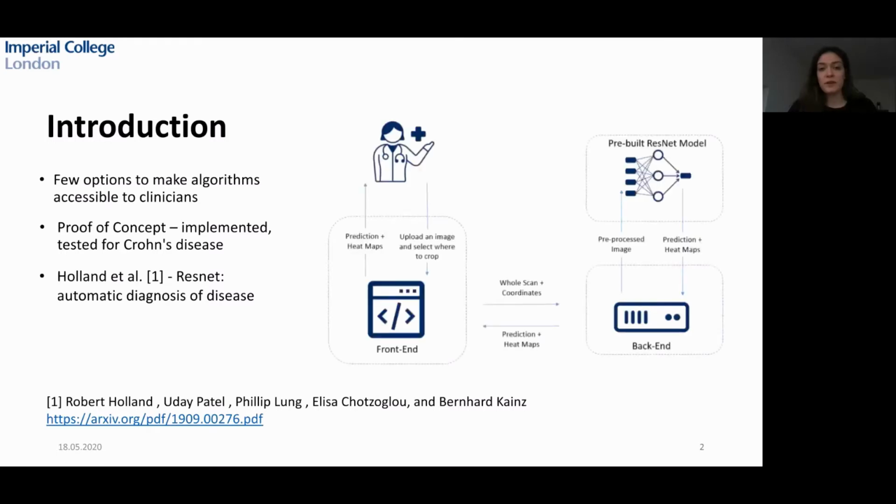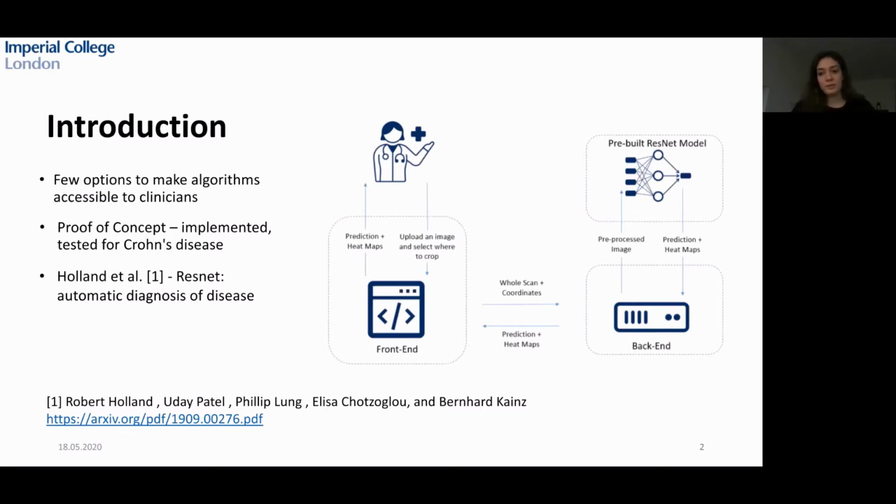With this model, we had the following vision for the flow of the product. A clinician would come in and upload the scan and select where the terminal ileum is on the front end. The scan and the coordinates would be sent to the back end, where they would be pre-processed, and then the model would be queried. It would then give a prediction and heat or attention maps to aid interpretability of the model for the clinician. Those would be post-processed in the back end and passed back to the front end for the clinician to see.